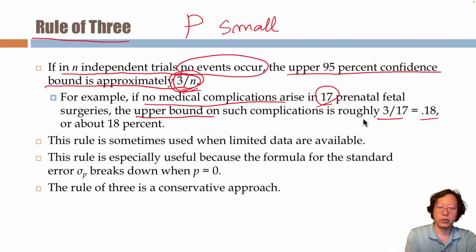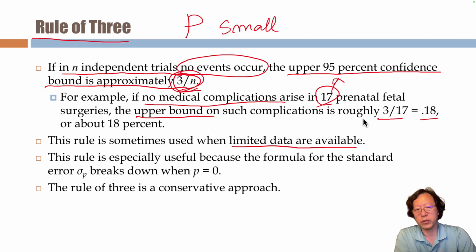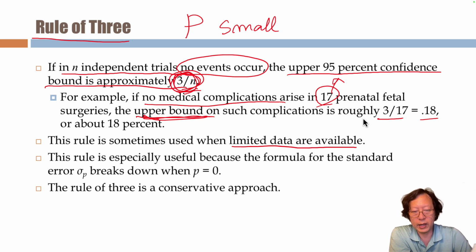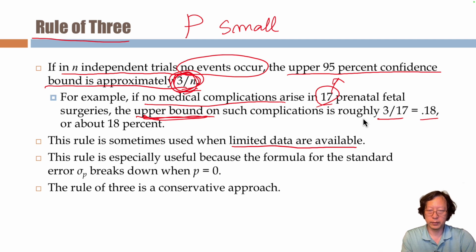Okay. So this rule is used when limited data is available. When you can observe a lot of data, you can simply increase the number n, then maybe you can observe 1 or 2 medical complications, and then you can estimate p, pi, and so on. But when you cannot have a lot of data, you can use this kind of upper limit. I don't know what the number is, but it will be less than a certain proportion. And the rule of 3 is a conservative approach.